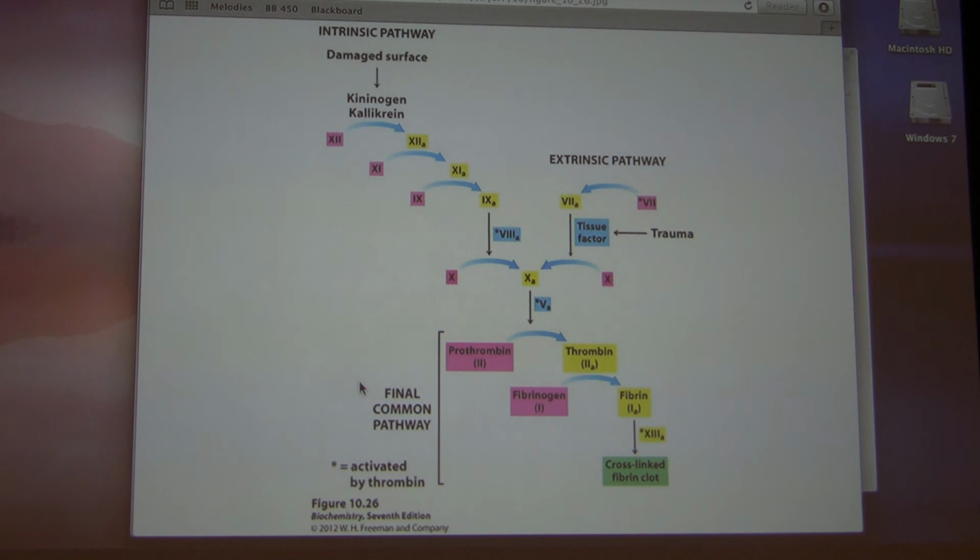Thrombin, being a protease, activates the last protein in the mechanism, which is known as fibrinogen, converting it into the active form known as fibrin. Fibrin is a self-polymerizing material. It's a self-polymerizing protein that forms an amazing meshwork, a net, if you will. All right?